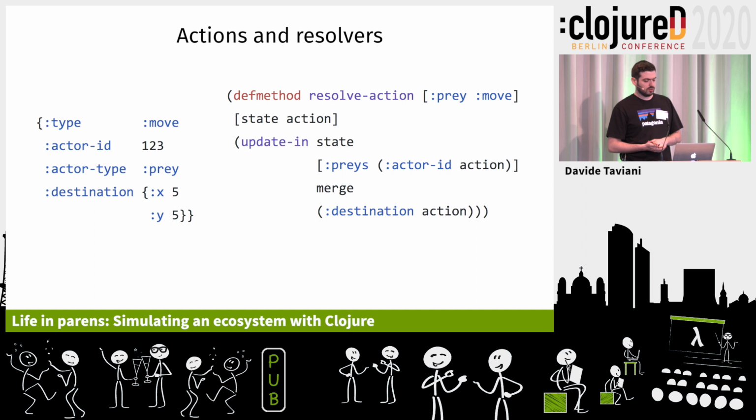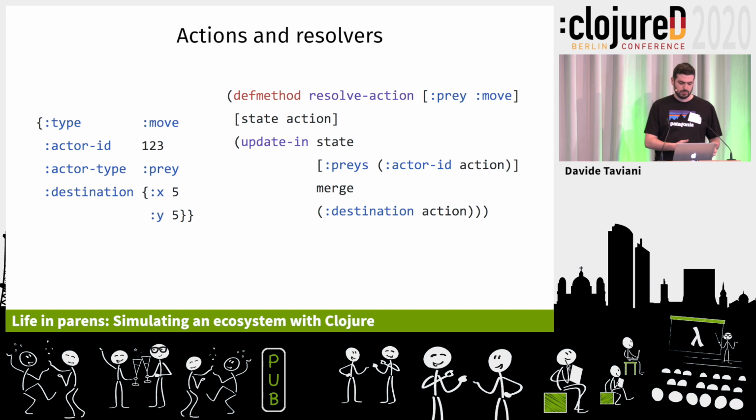And here on the right, you can see a resolver. And I really like that in Clojure, of course, we have multimethods. In this case, it's dispatching on actor type and on the type of the action. So essentially, we can add new actions and change our system without too much cost by just adding a new implementation of this resolve-action multimethod. And in this case, it's quite simple. The action is to move. You can see that we are going into the state, and we are changing the X and Y based on the destination of this move action in the keys of the particular actor, in this case a prey.